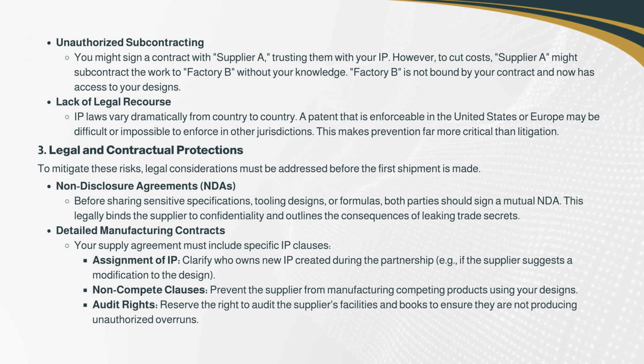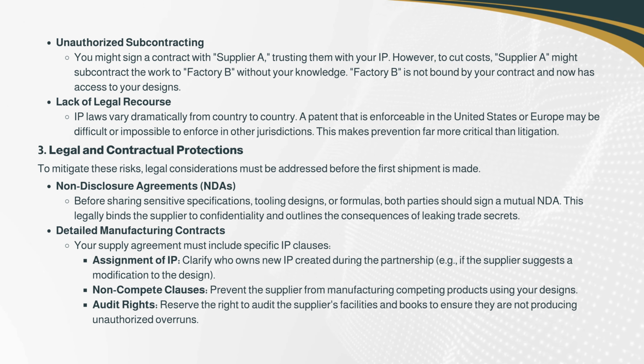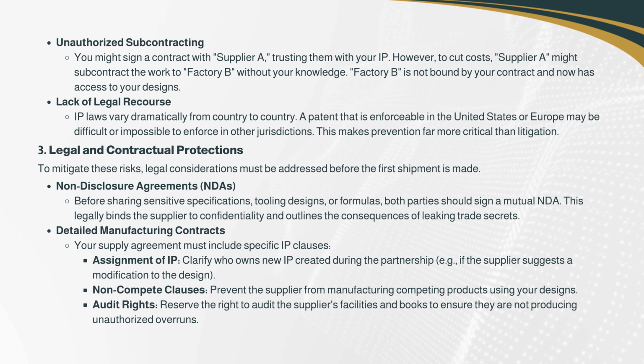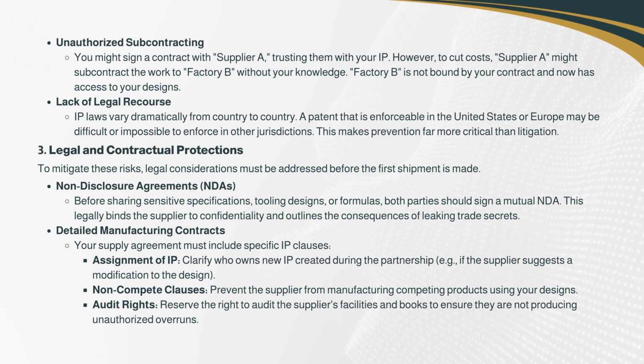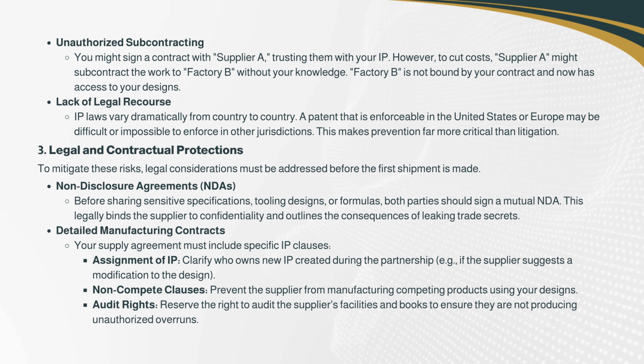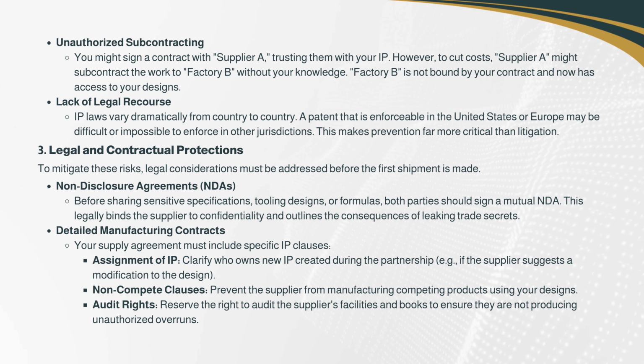Detailed manufacturing contracts. Your supply agreement must include specific IP clauses. Assignment of IP: clarify who owns new IP created during the partnership, e.g., if the supplier suggests a modification to the design. Non-compete clauses: prevent the supplier from manufacturing competing products using your designs. Audit rights: reserve the right to audit the supplier's facilities and books to ensure they are not producing unauthorized overruns.